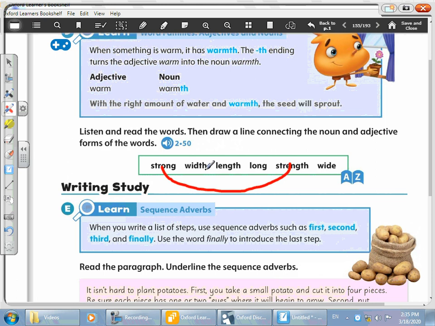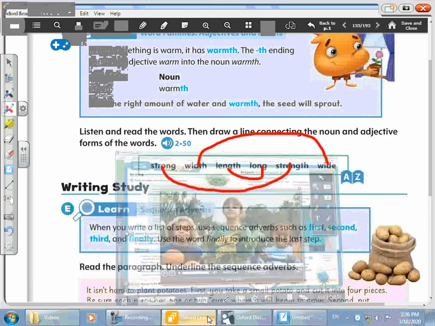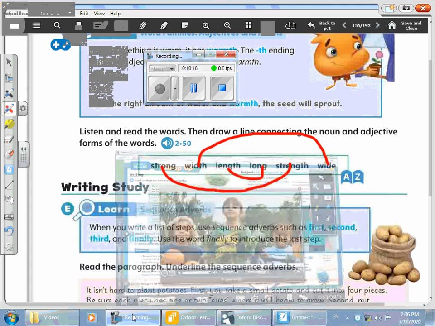Very good. Now we have width. Now width here, it ends with th. It means it's a noun. So where is the adjective of it? Very good. Wide. Okay. Now we have length. It ends also with th. It's a noun. Now, where is the adjective of it? Excellent, long. So we will match them together. Okay, perfect. Okay, so next we're going to answer some questions in the booklet.